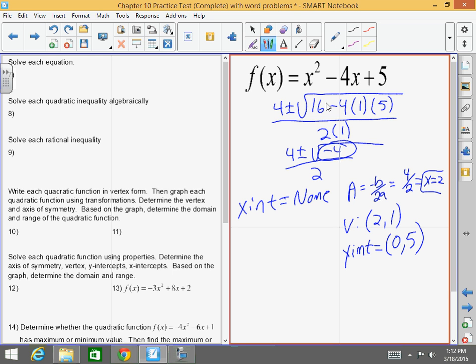I didn't understand. The 4 plus or minus square root of negative 4 over 2. Like, I don't get what you're saying about there not being an x-intercept. There's a negative inside of the radical. Didn't we learn about the discriminant?